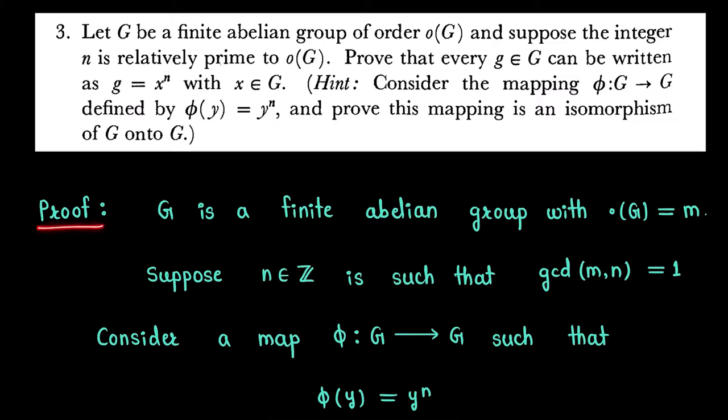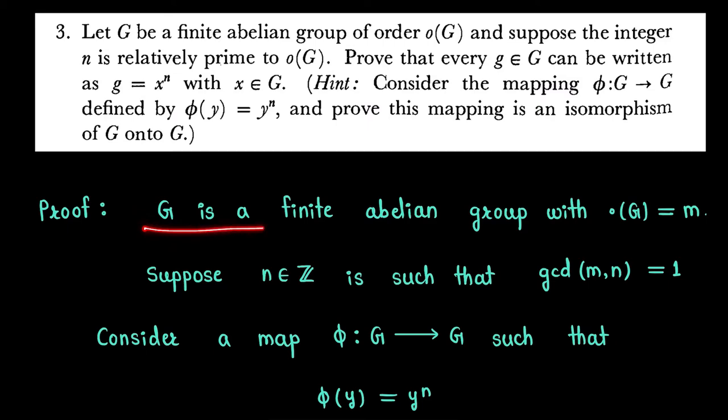To prove this result, we will follow the given hint, which says to consider the mapping phi from group G to group G defined by phi of y is equal to y to the power n, and prove that this mapping is an isomorphism of G onto G. So we will start our proof.